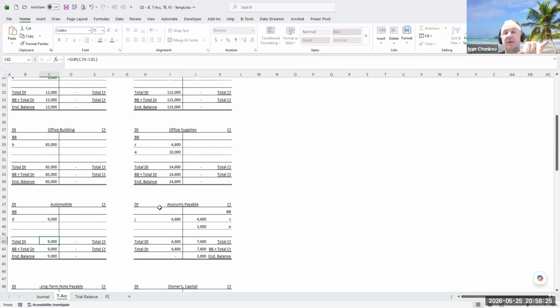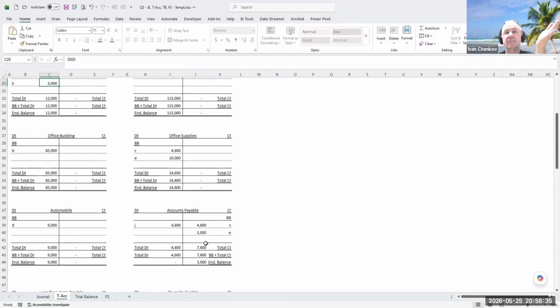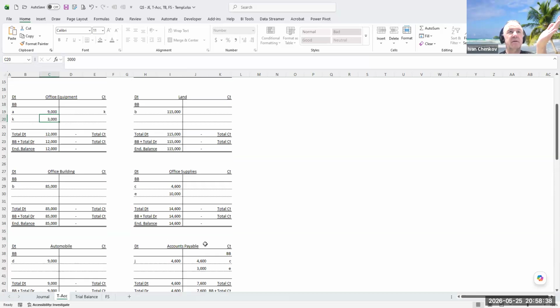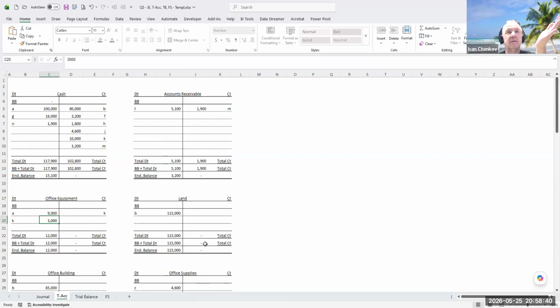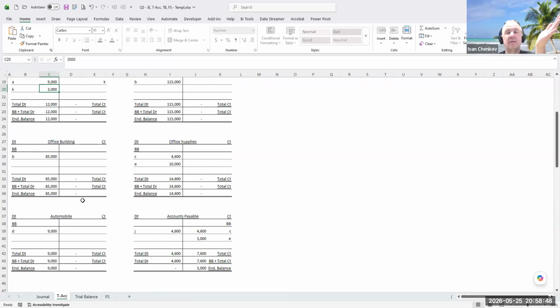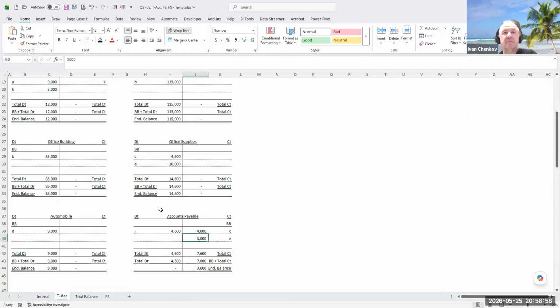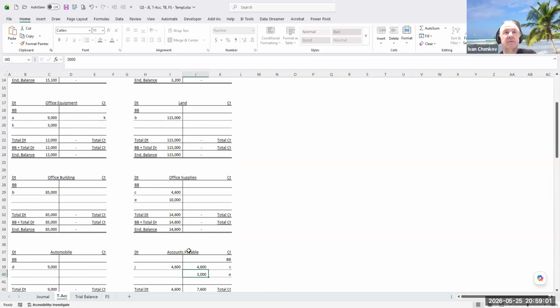What else we have? We have accounts payable. Why? Because we still haven't paid for, I believe that was this office equipment here in letter K. No, that's E. Why is the letter E here? Or maybe that's the letter K. Why we didn't pay here? Let me see. What was that letter E? We purchased additional office equipment. Yes, that's additional office equipment that we didn't pay for. The 3,000.